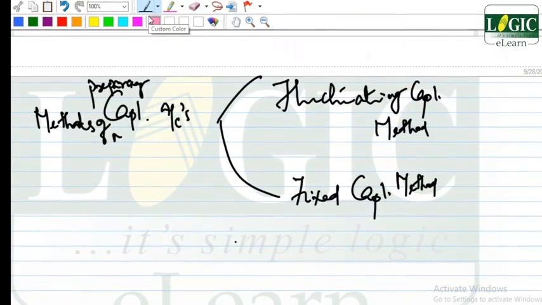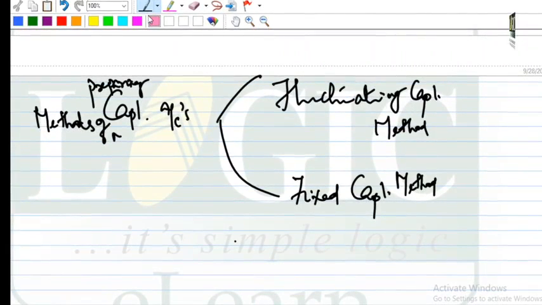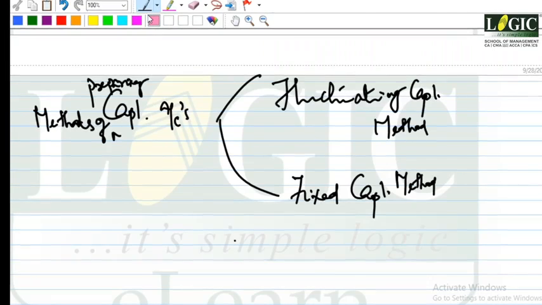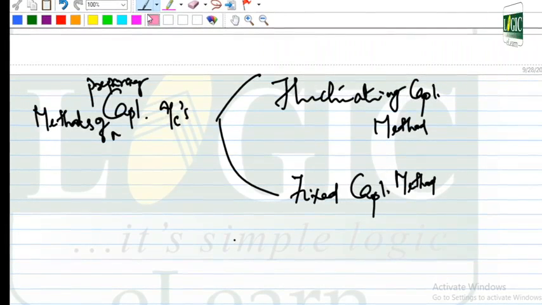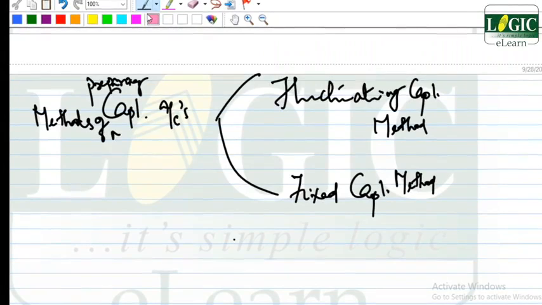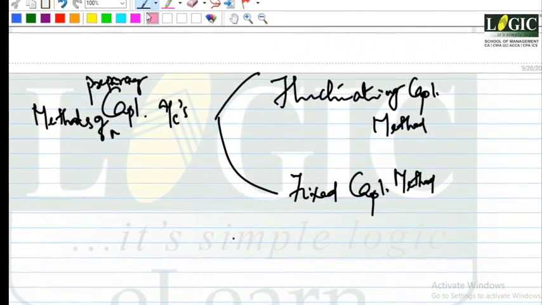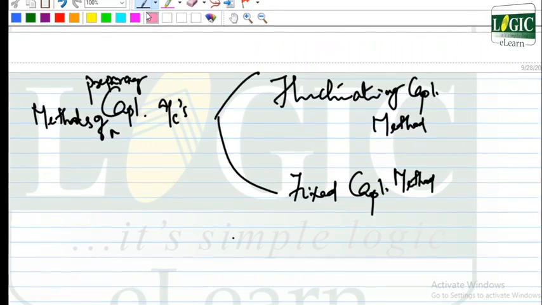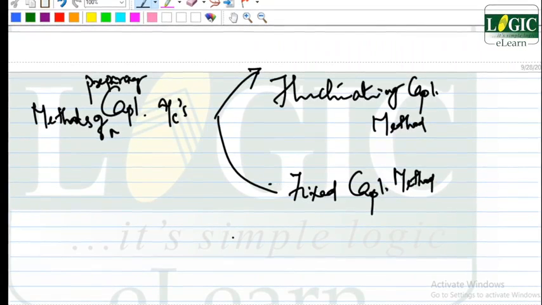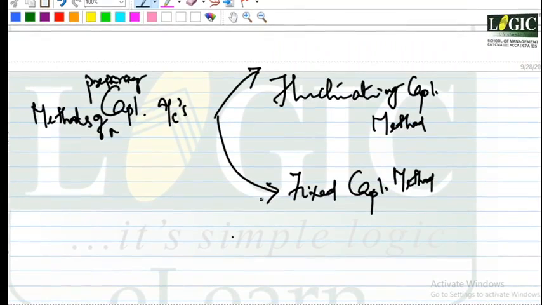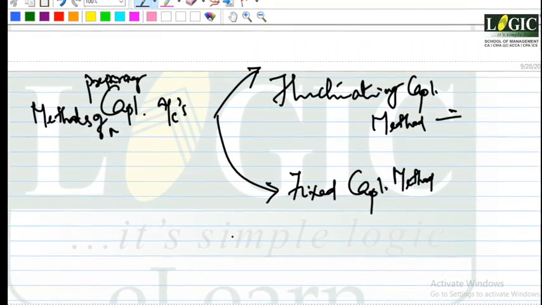So the first topic we should learn is preparation, different ways of preparing capital accounts. They are fluctuating capital method and fixed capital method. Okay, methods of preparing capital accounts: fluctuating capital method and fixed capital method.